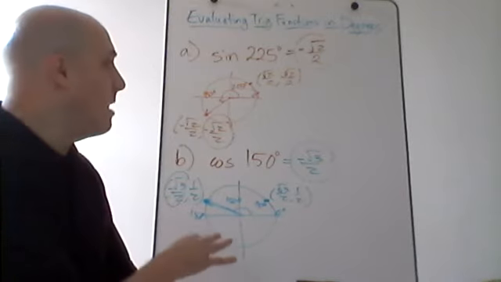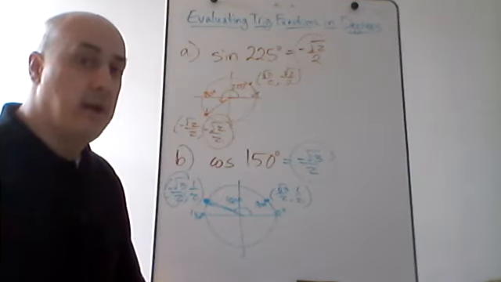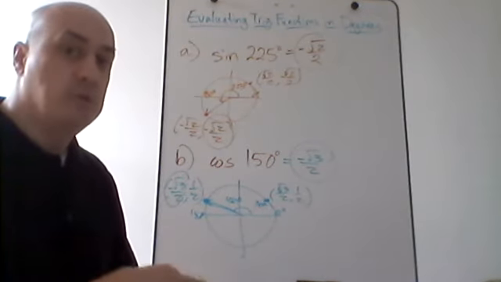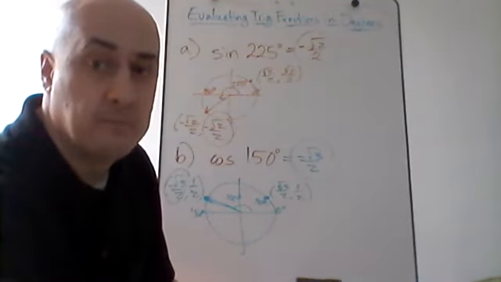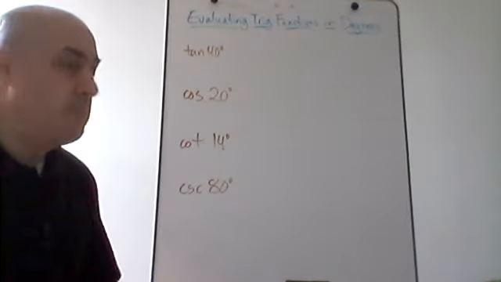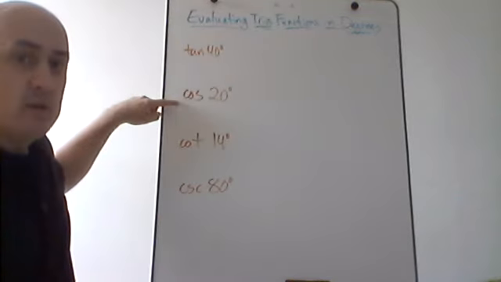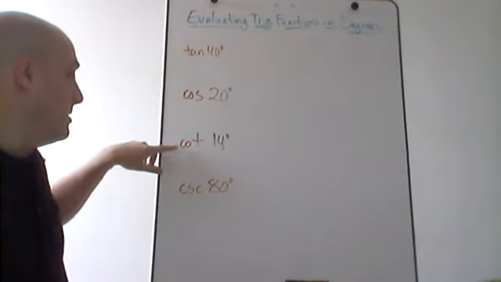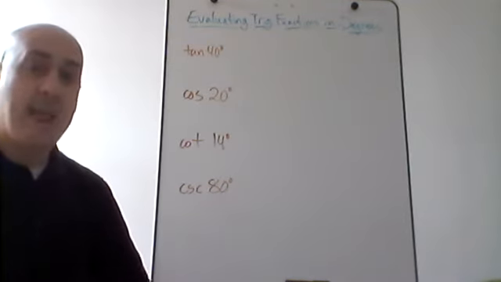All right, so there's a couple examples. I'm going to pause the recording here and then put up a couple more examples that we'll do with degree measures. All right, so the examples I put up here now: tangent of 40 degrees, cosine of 20 degrees, cotangent of 14 degrees, cosecant of 80 degrees.